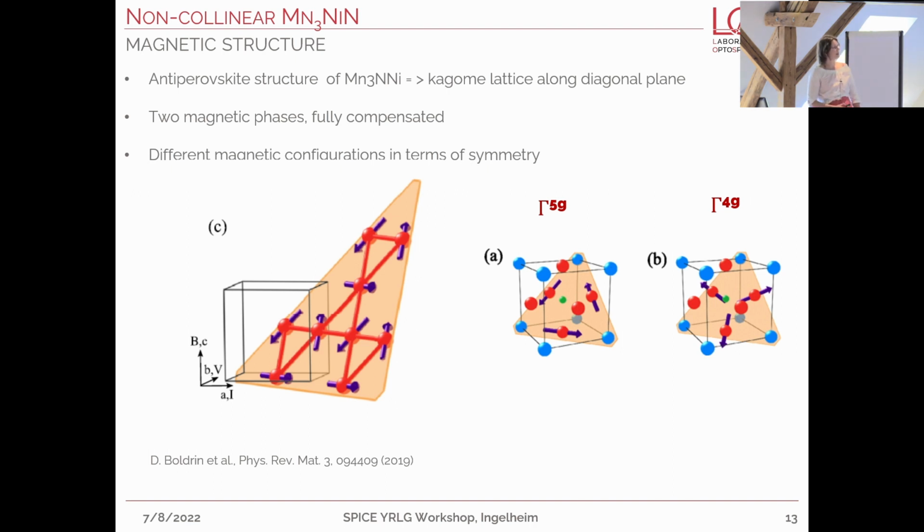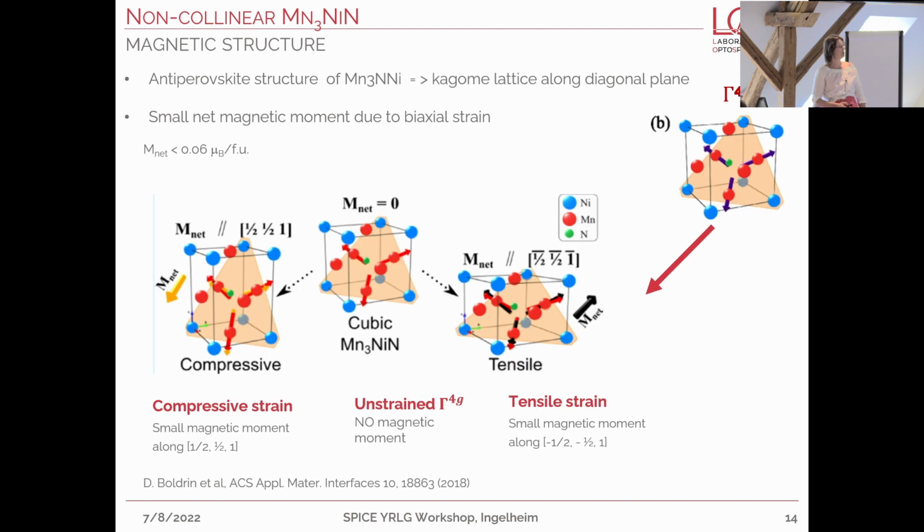And it has two possible fully compensated magnetic phases, and they are different in terms of symmetry. We call them the 5G and 4G phase, where one of them is this kind of triangular-like lattice, and the other one has different symmetry. And it was also shown that if you apply strain to this kind of structure, you induce a very small magnetic moment. Normally in an unstrained structure it would be fully compensated, but in thin films this is never the case.